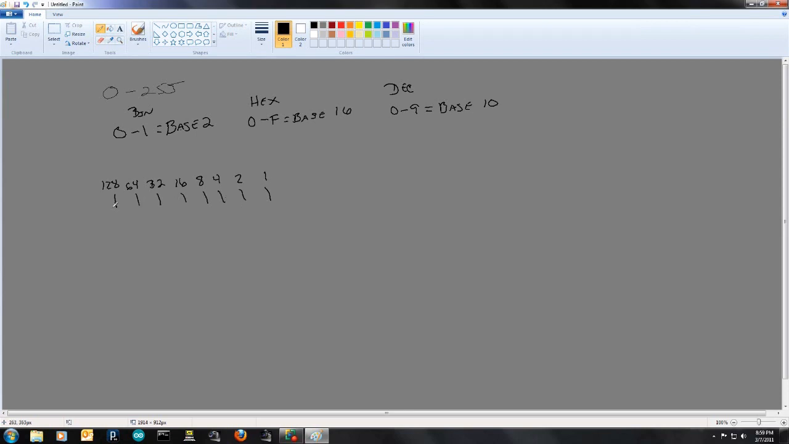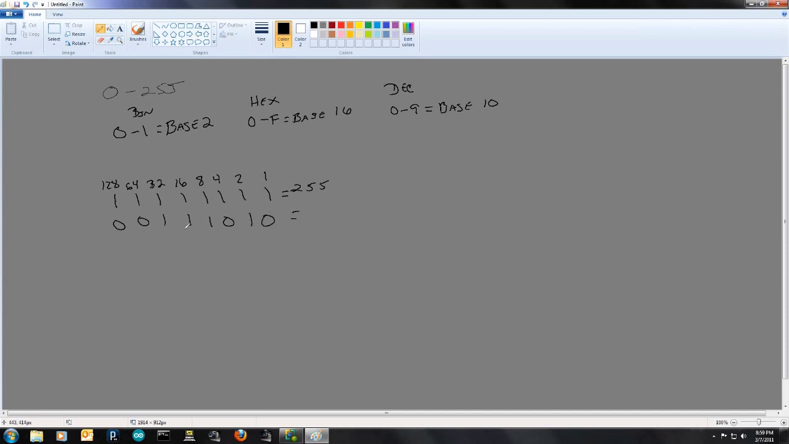So each one of these on-off switches represents a different number. And if that switch is on, if that is a 1, then you will add that number to get your total. So here, since they're all 1s, the total equals 255. So let's take another number. Let's take the binary first, and then we'll do regular numbers and then turn them into binary. But let's just do 0, 0, 1, 1, 1, 0, 1, 0.